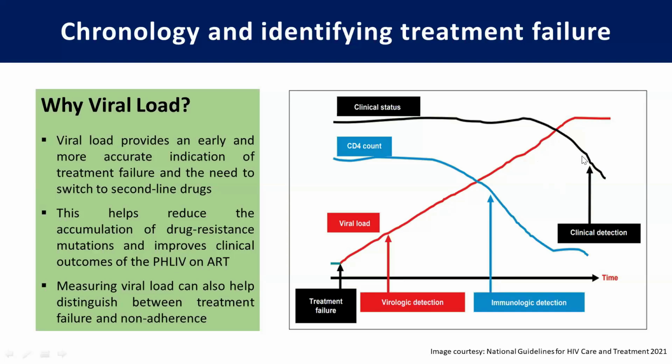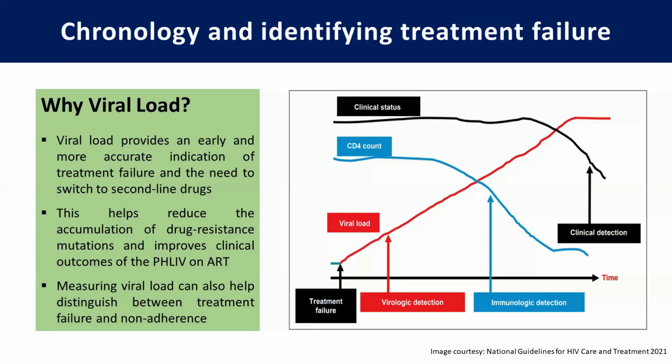So you can see that virological failure comes the earliest. So it provides an early and more accurate indication of treatment failure and the need to switch to second line drugs. By virological failure, we can promptly switch the entire regimen so the resistant mutations do not increase over a period of time. So this helps to reduce the accumulation of drug resistance mutations and improves the clinical outcomes of PLHIV on ART.